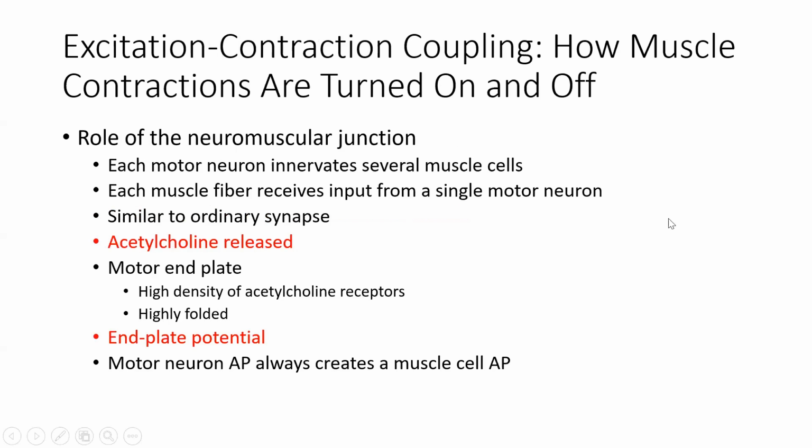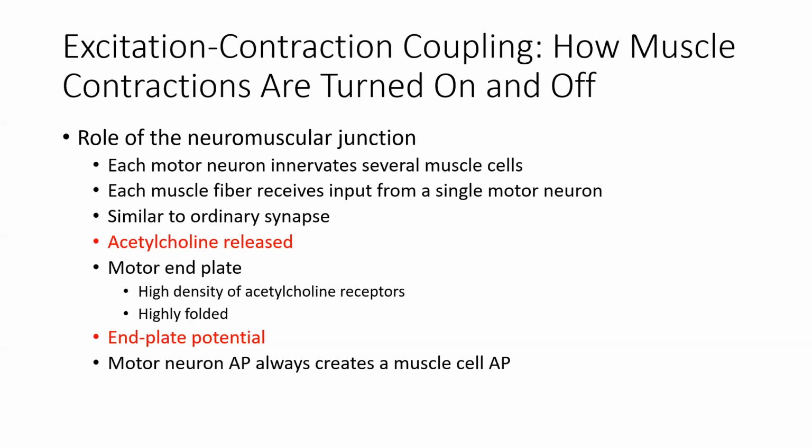So this slide is really a review of what we spoke about in terms of the events at the neuromuscular junction, the somatic nervous system. So we know that each motor neuron innervates several muscle fibers, and we also know that each muscle fiber receives neural input from only one motor neuron. And so this gave us the understanding of the motor unit, right? One motor neuron and all of the fibers that it was innervating.